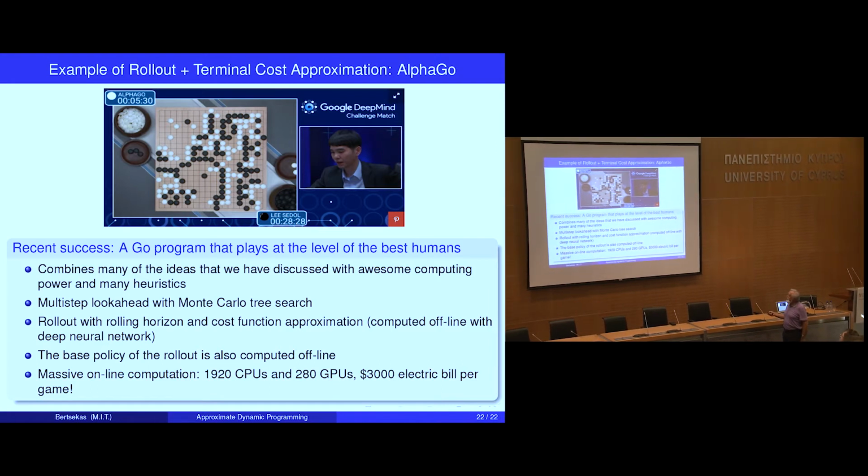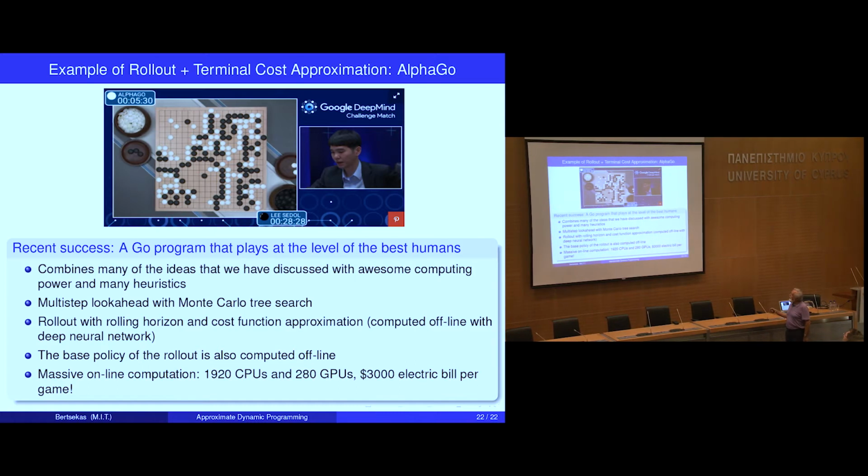The figures that I've read is that during this match with this player, the computational setup involved 1,920 CPUs and 280 GPUs, all working in parallel. And the bill, just the electric bill for a single game, was $3,000. So we're talking about massive computation, but nowadays we can do that. A lot of it, of course, was done in parallel because all this rollout is parallelized. And this is just the online electric bill. For computation offline, of course, that took months of effort to develop the base policy and to develop the cost-to-go approximation.